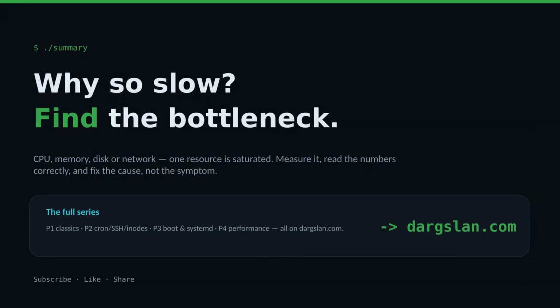So that's the whole game. Every slow system comes back to one saturated resource, CPU, memory, disk, or network. And your job is always the same loop. Measure it, read the numbers honestly, and fix the cause instead of the symptom.